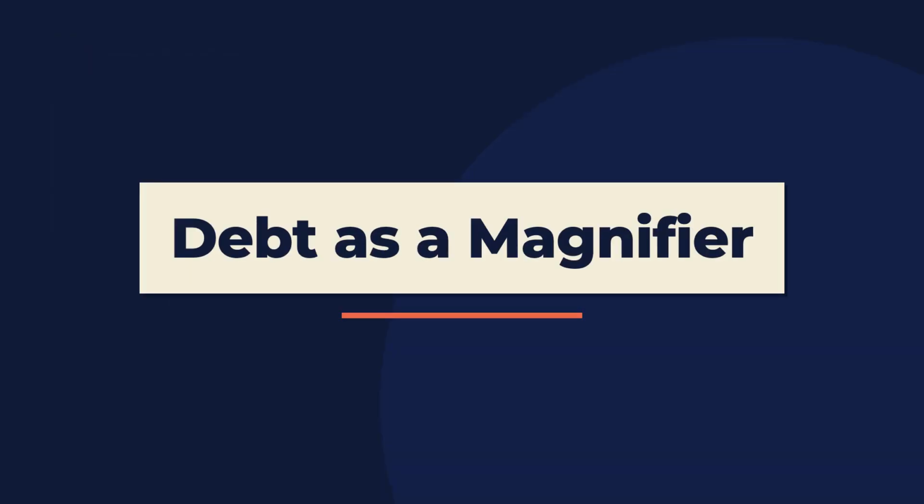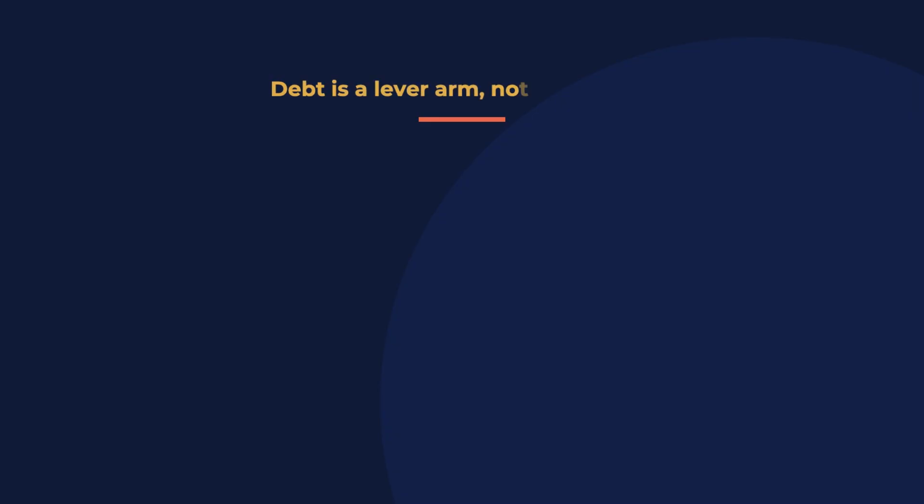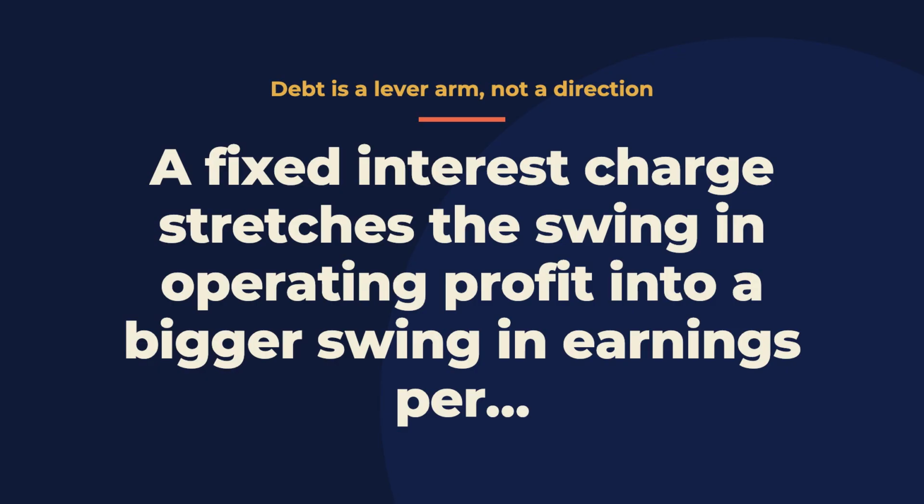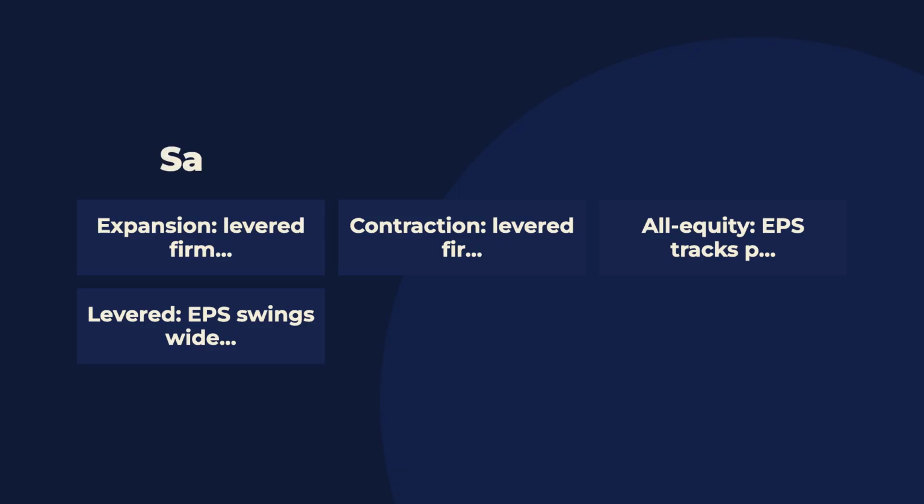Stop asking whether debt is good or bad. Debt has no fixed moral sign. It's a magnifier that amplifies whatever the business is already doing. The mechanism is the fixed interest charge. Because interest doesn't move with profit, it acts like a lever arm. The larger the fixed charge relative to profit, the longer the lever, and the bigger the swing in earnings per share for the same swing in operating profit.